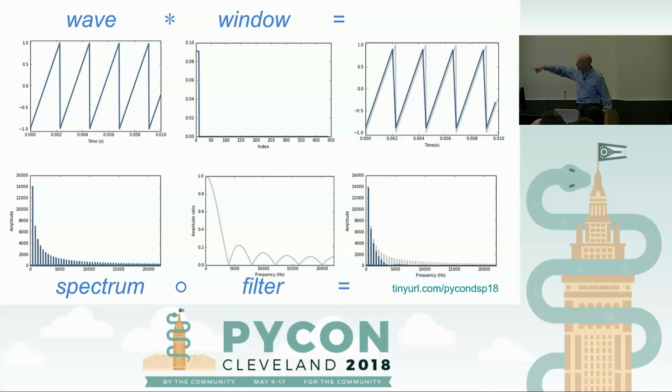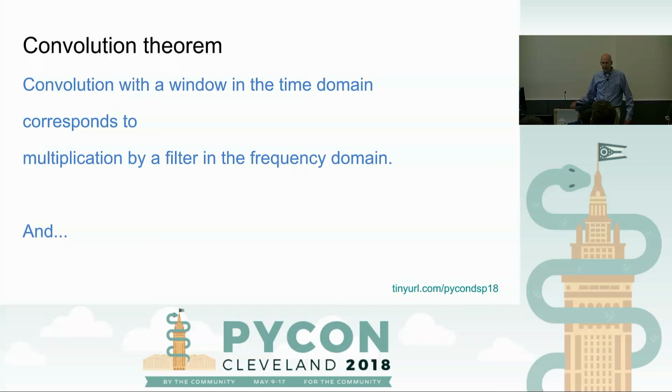So here's my conjecture, and this is the convolution theorem: I suspect that that filter is the Fourier transform of my window. And you can test that. That's what's in the notebook. And here's what it looks like. Again, the convolution theorem says that when I convolve with a window in the time domain, that corresponds to taking the spectrum and multiplying it by a filter in the frequency domain. And the filter in the frequency domain is the DFT of the window in the time domain.